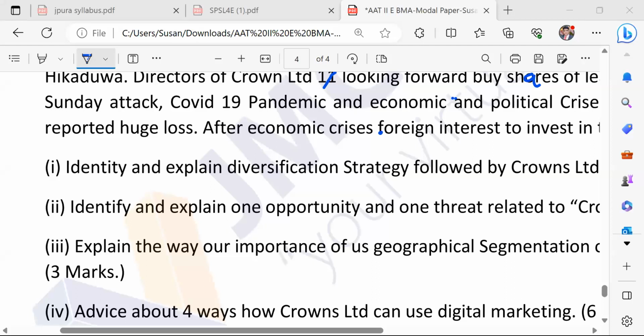Now you know what segmentation is, right? Segmentation means breaking the market into different pieces. Explain the importance of geographical segmentation in this particular context. Now they can identify different tourists in different regions of the world. That is very important. Then they can offer services for those people.